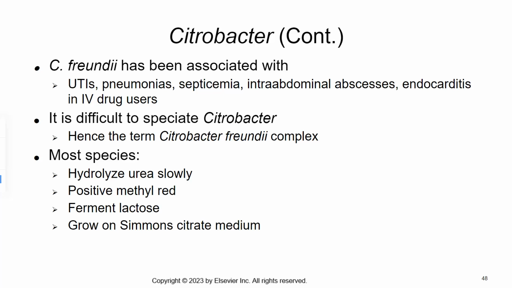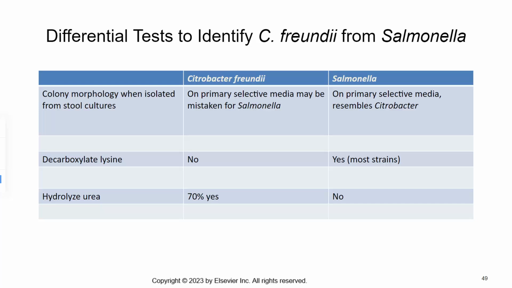It's difficult to speciate Citrobacter. Most complexes hydrolyze urea slowly. They're positive for methyl red, ferment lactose, and grow on Simmons citrate medium. And here's some differential tests to differentiate Citrobacter from Salmonella.